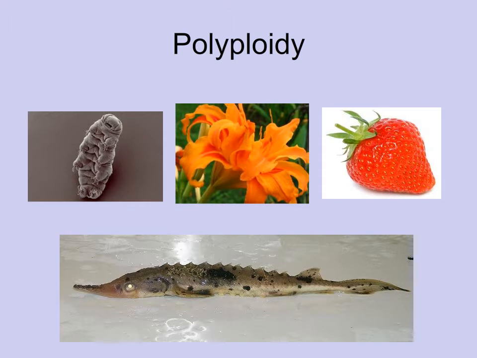But some organisms naturally have additional chromosomes. Tardigrades have 3 sets, some flowers have 4 sets, cultivated strawberries have 8 sets, and sturgeon have up to 10 sets of chromosomes. They are also known as polyploids. For example, wild strawberries are diploid, but cultivated strawberries are octoploid.